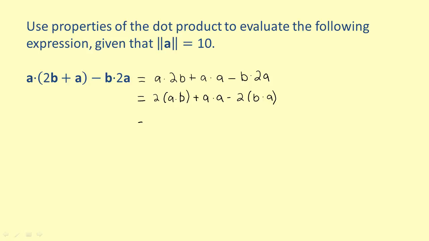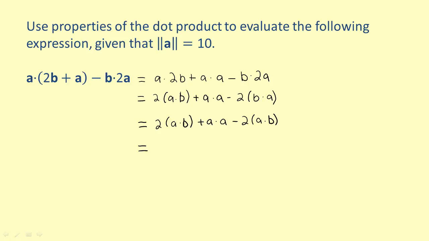b and a. The commutative property is then used to reorder the vectors in the third dot product because b dot a is equal to a dot b. We now have like dot product terms of equal but opposite sign, which allows us to simplify the expression.